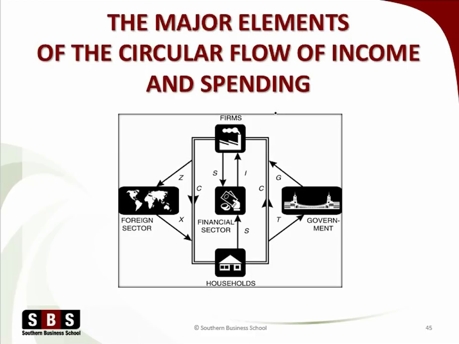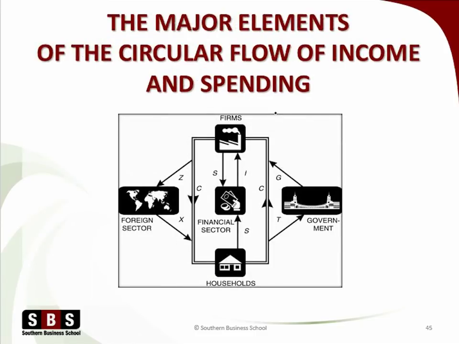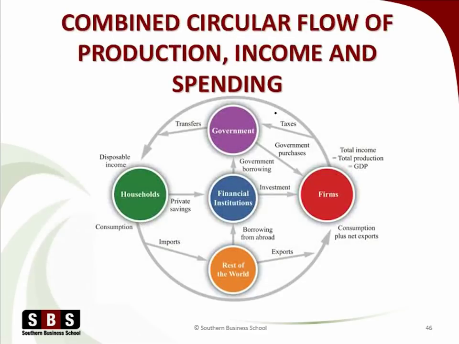Then, all right, the next couple of slides are just a summary of all of these put together. The major elements of the circular flow of income and spending will be the financial sector, the foreign sector, and the government. It's all included into one, and how they interact with each other. So for your own purposes, it's just good that you understand how this is all put together. So this is a summary of the previous slide, and I think the next one as well. This is a final summary of the slides.